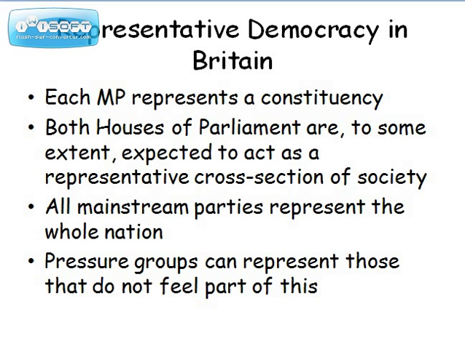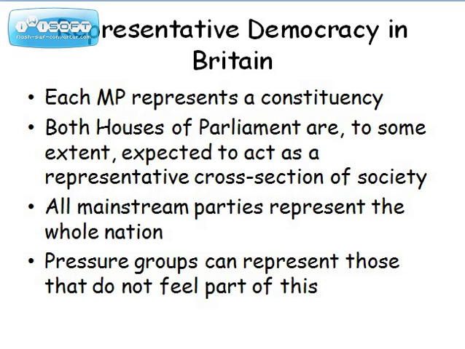In terms of representative democracy in Britain then, we know from studying politics that each MP represents a particular constituency. This is also true of members of the Scottish Parliament and the Welsh and Northern Ireland Assemblies as well. Also, both Houses of Parliament are to some extent expected to act as a representative cross-section of society. We'll see that on the next slide. However, Parliament could be argued to not necessarily be representative of the entire UK.